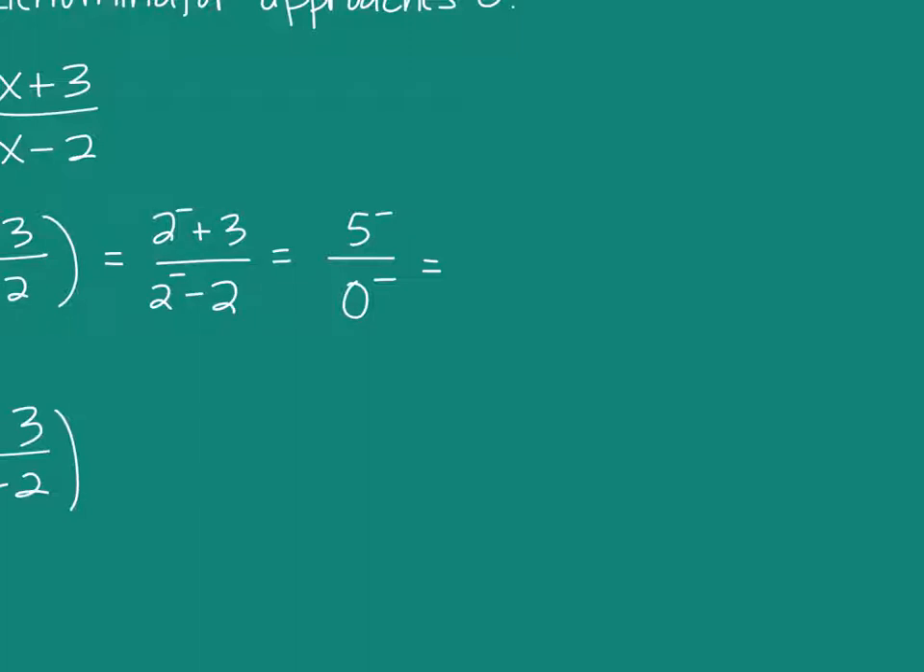5 minus is not a negative number. 0 minus is. Okay, 0 minus, remember? 0 minus is a negative number. So we have a positive number divided by a negative number, which means the person who's playing chicken, approaching from the left-hand side, is going to dive bomb down to negative infinity.